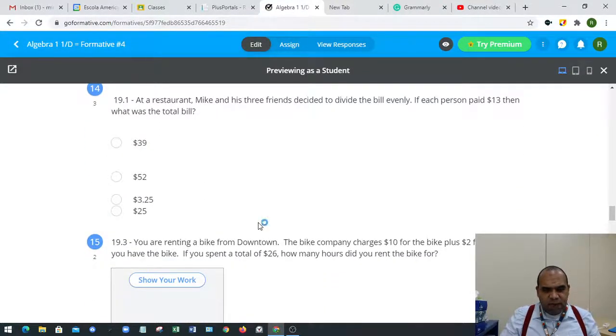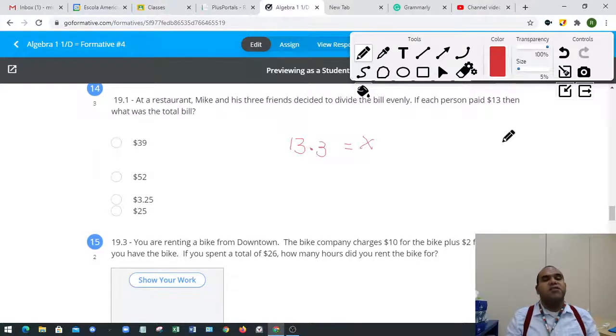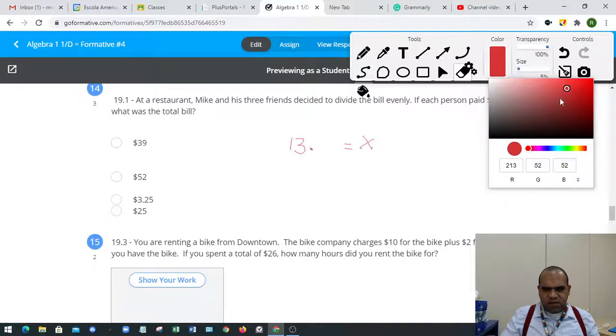At a restaurant, Mike and his friends decide to divide the bill evenly. If each person paid 13, then what's the total bill? Simple here too. We are in the restaurant and we have to pay. I need to understand the total. The total is x, and x equals what each person paid, 13, times the number of people. Mike and his three friends is four. Four people were in the restaurant.